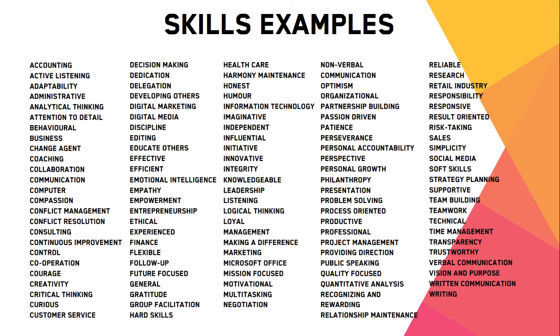I have a list of examples of skills. So this could be that your team is very good at business, is very disciplined, is very independent, good at sales, very loyal, and different kind of skills. This list will also be shared with all of you, so you can use it when you're analyzing your core qualities.